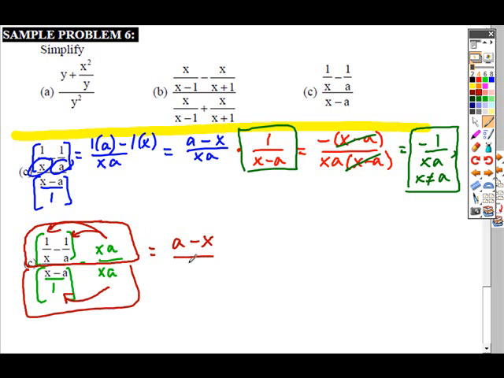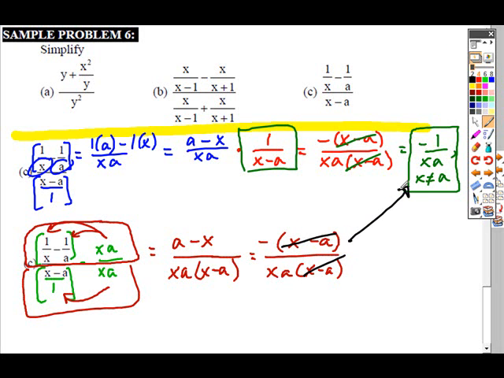Just multiply through. So I have xa times x minus a. Again, there's nothing that combines or simplifies there. I can simply leave it as factors. The final step would be to convert this numerator into the same form of factors, so take out a negative. The a becomes a, the negative x becomes a positive, and then cancel any common factors. And you wind up with the exact same thing: negative 1 over x times a.